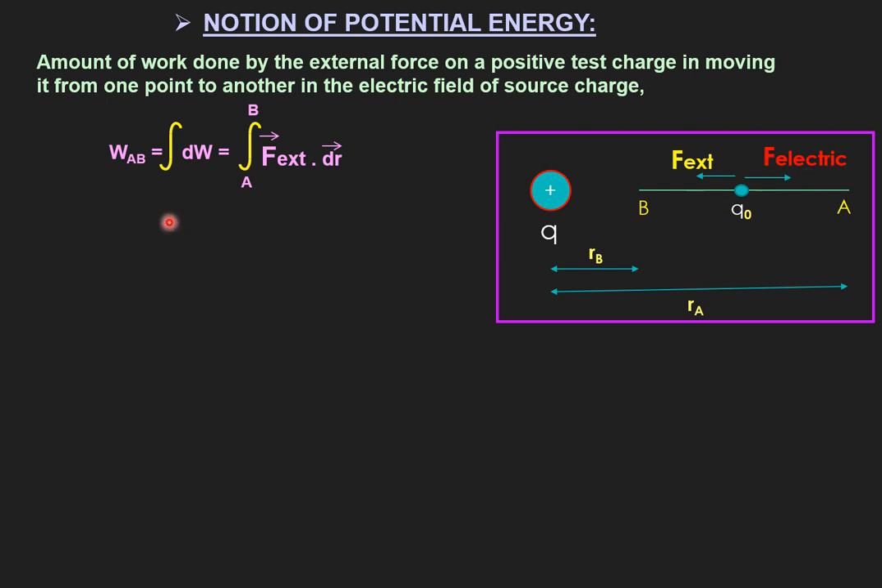Now we will calculate the work done in moving this test charge from point A to point B in presence of the electric field or force due to this source charge. So this W_AB will be the integration of small work done dW, with initial point A and final point B, so integration with lower limit A to B. Work done is simply force into displacement. Which force? The external force is doing work here. So F external dot dr, force into small displacement. It is the dot product of force and displacement.